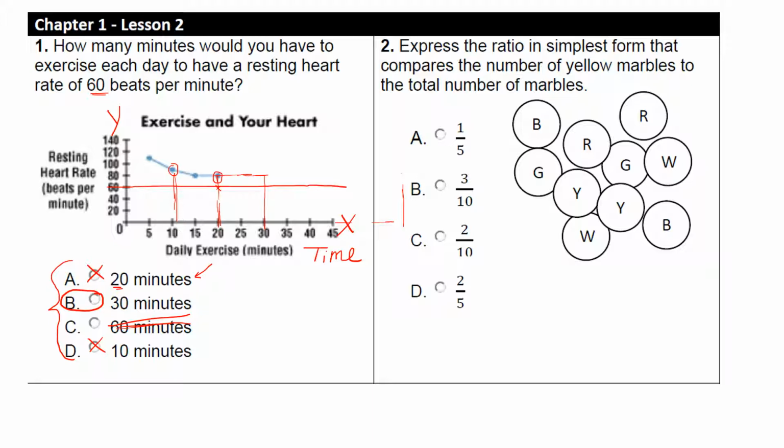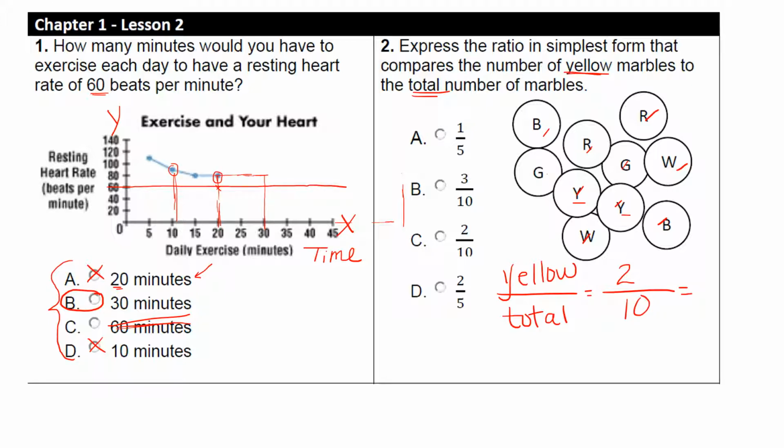Express the ratio in simplest form that compares the number of yellow marbles to the total number of marbles. All right, so we're comparing yellow to total. So yellow is going to be your numerator, and total is going to be your denominator. Well, I see that I have two yellows, and then I have 1, 2, 3, 4, 5, 6, 7, 8, 9, 10 marbles in all.